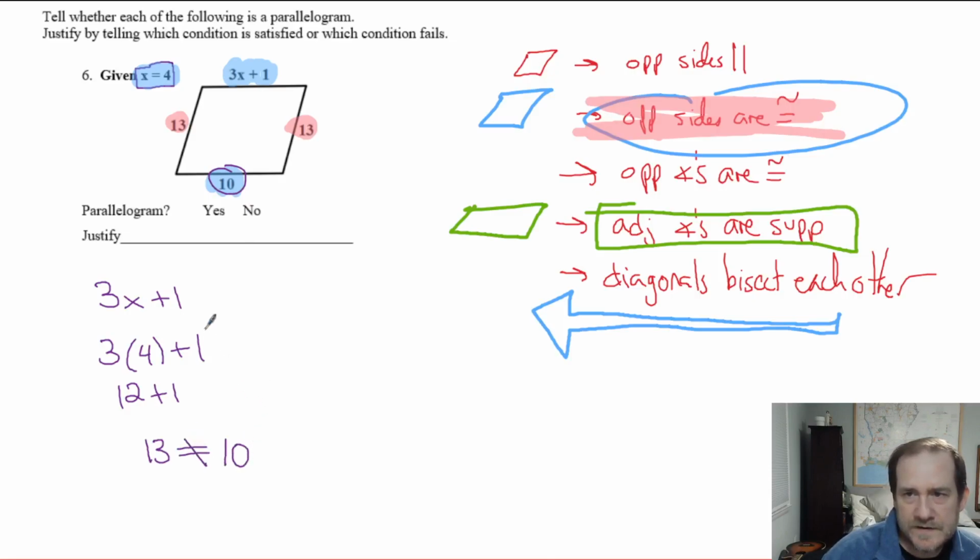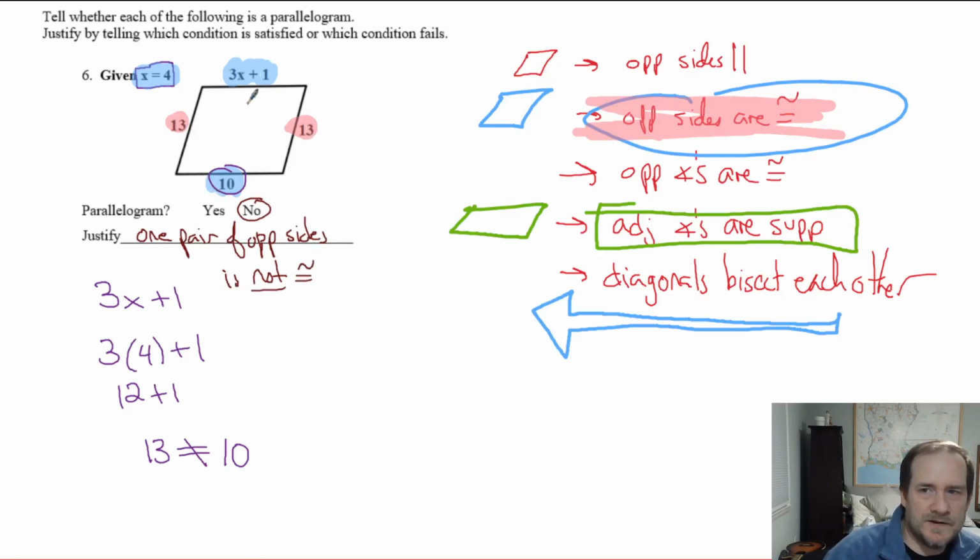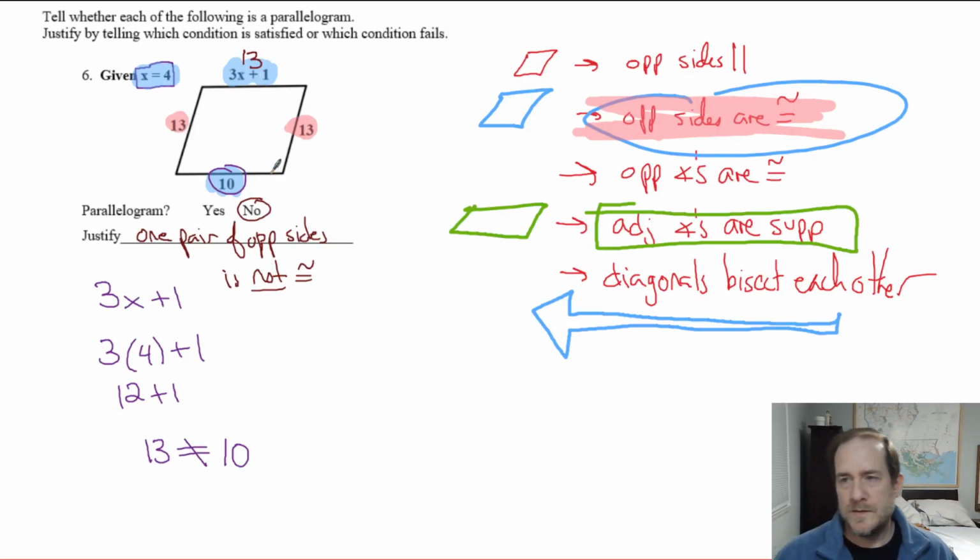And it ain't 10. So the only conclusion we can draw is that this figure is not a parallelogram. Why not? One pair of opposite sides is not congruent. Because we know that to be a parallelogram, both pairs of opposite sides had to be congruent. So the fact that this guy came out to be 13, that wrecks it. We must not be a parallelogram.